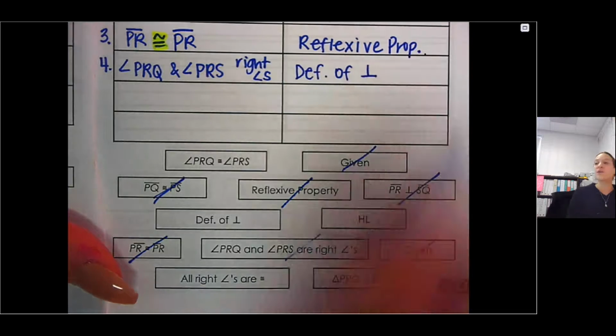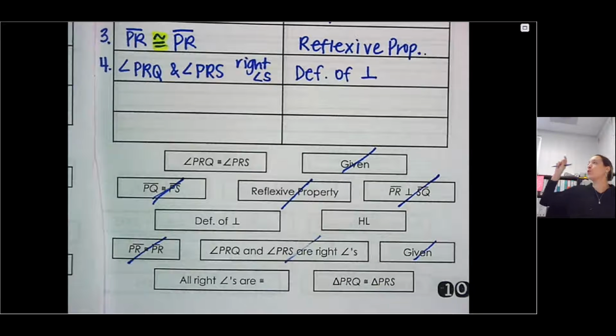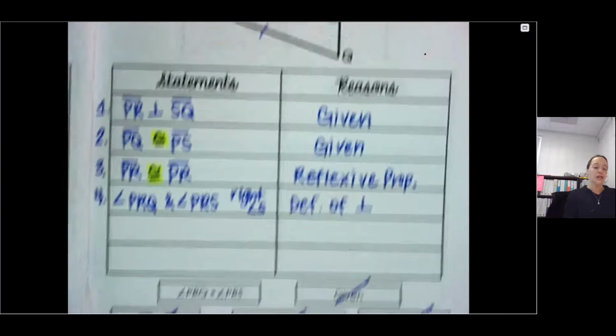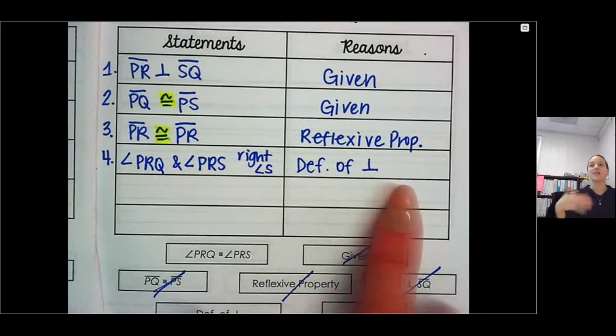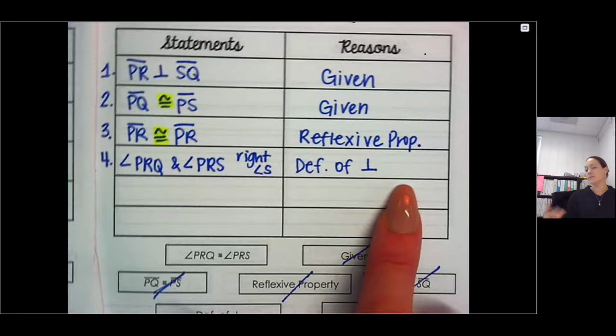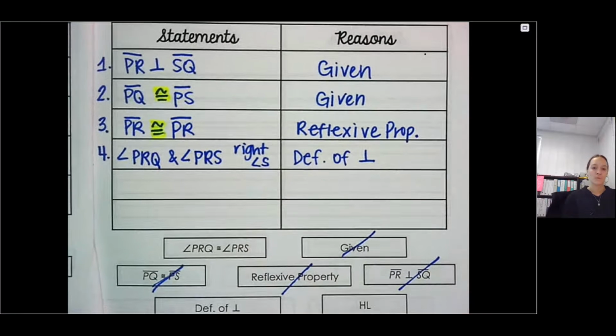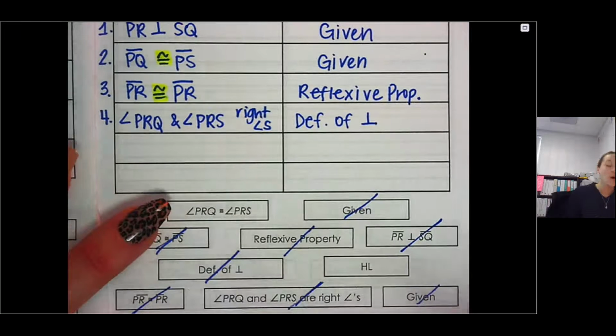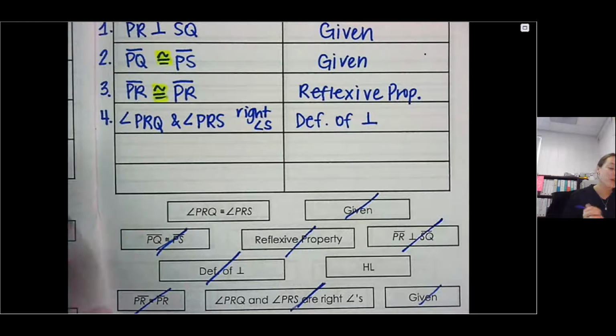So anytime you are given a word or a symbol in the given information, like sometimes I put the word bisect or midpoint, you do have to define it at some point in your reasons. Okay, cross that off, cross that off. What's the only other thing I have not yet marked in my picture?